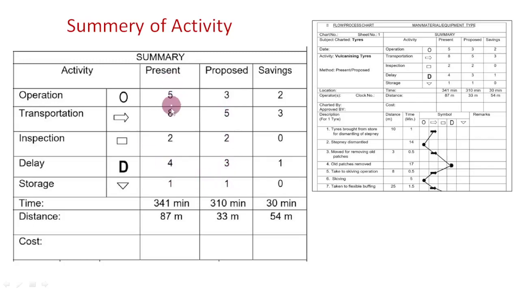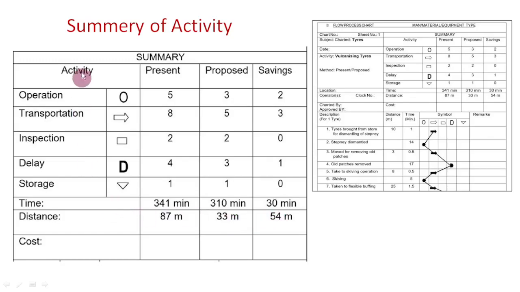The total time required for the existing activities is to be taken from the time study. After proposed, how much time is coming will be recorded, and then how much saving you can make for that operation will be recorded over here. In the similar way, the distance traveled for each activity can also be found out and finalized.